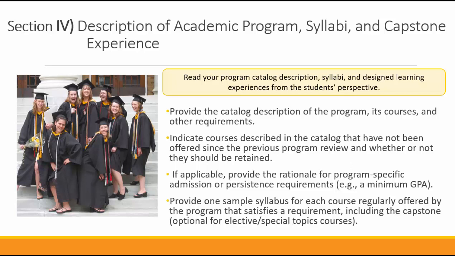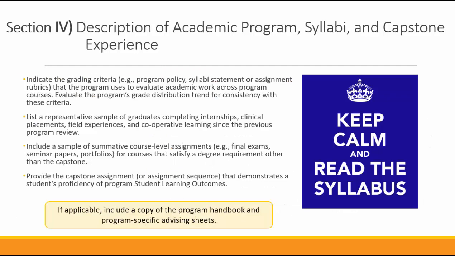So if it's not clear how one course fits in with the curriculum map, what you'll want to do is use this section of the PPR to explain, well, here's how this course, say it's an elective, for instance, fits in with the overall learning outcomes of a program. You'll want to indicate any grading criteria. So if there's a program policy on grades, or if there's a syllabus statement or uniform grading percentages, for instance, or grading rubrics, this is the place to address it.